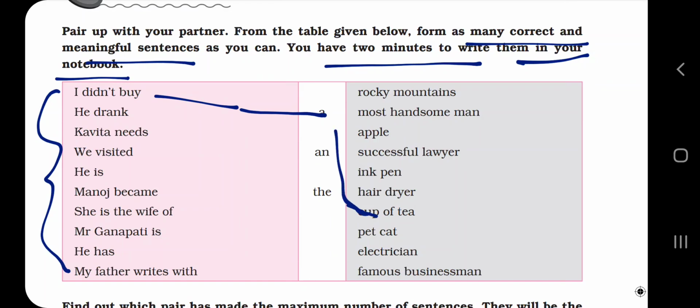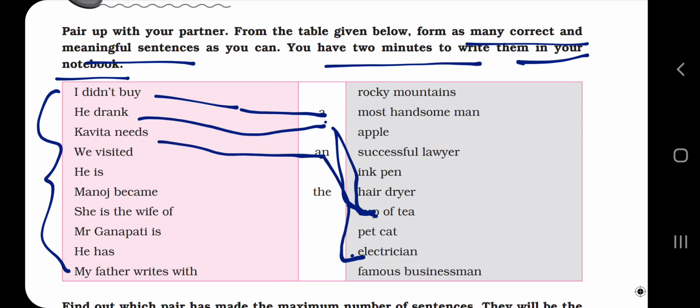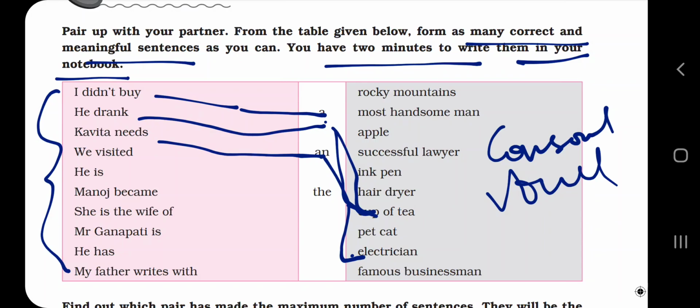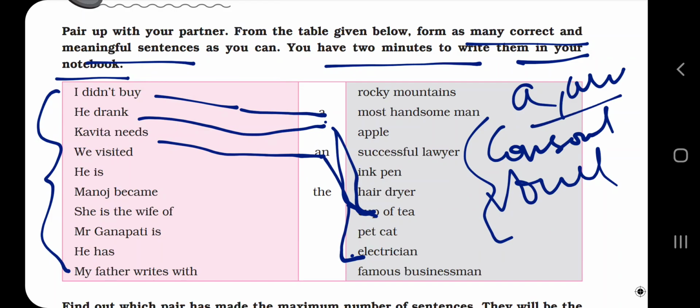He drank what? A cup of tea. Yes, that could be written, that is also correct. I drank a cup of tea. Kavita needs an electrician. Now see here, before a vowel sound, you understand consonant sound and vowel sound. And what do we use, a or an? Where do we use a or an? So according to that, e is electrician, so it should be an.